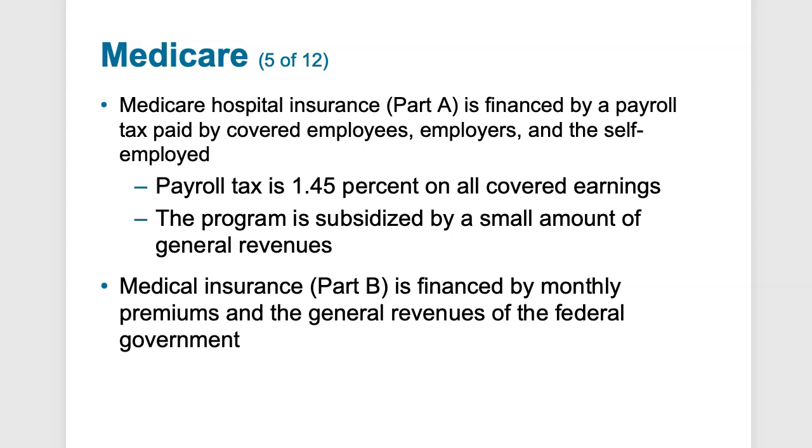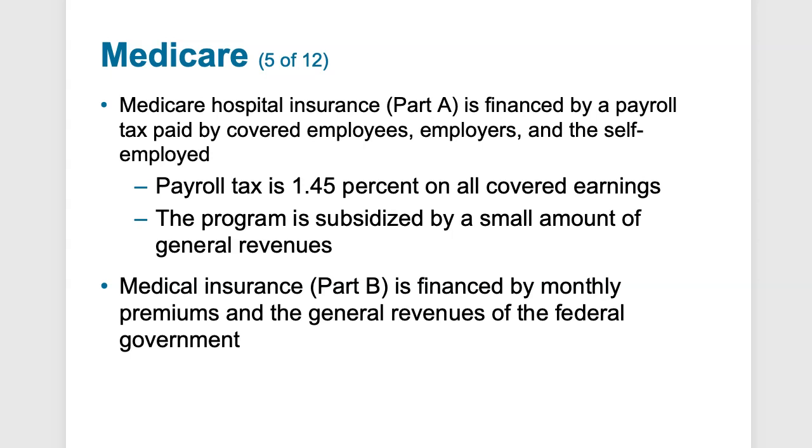So the Part A is financed by a payroll tax, paid by covered employees, employers, and the self-employed. This does change. At the time of the publishing of this book it is 1.45%, and that covers all earnings you make. There's no cap on this like there is for Social Security.